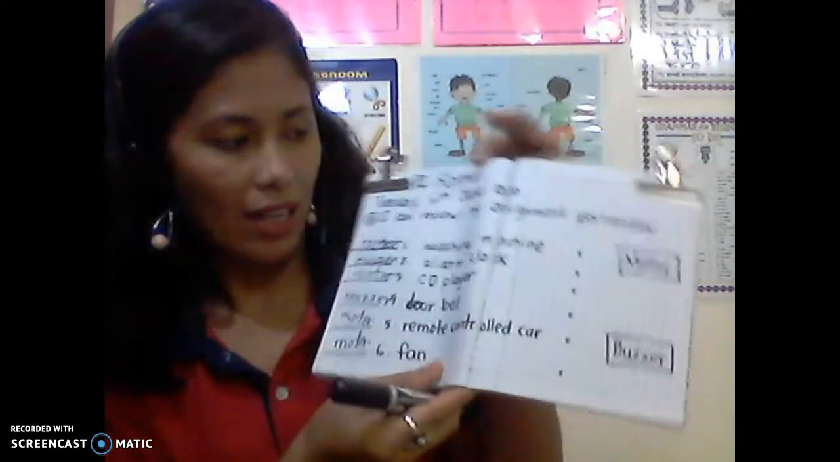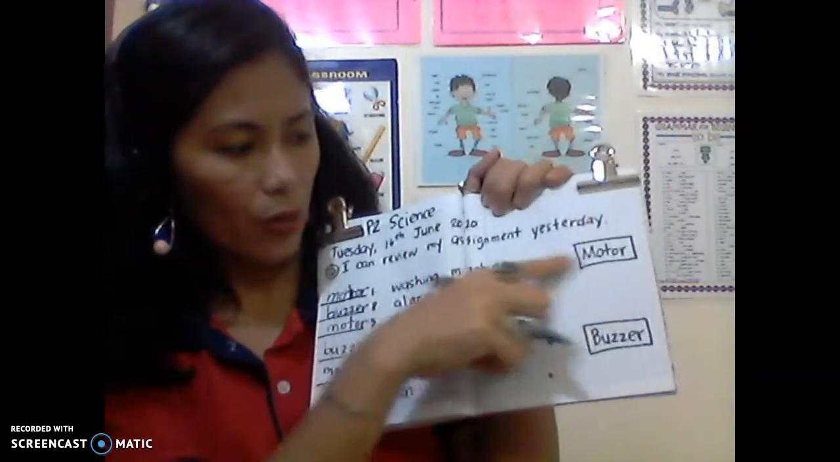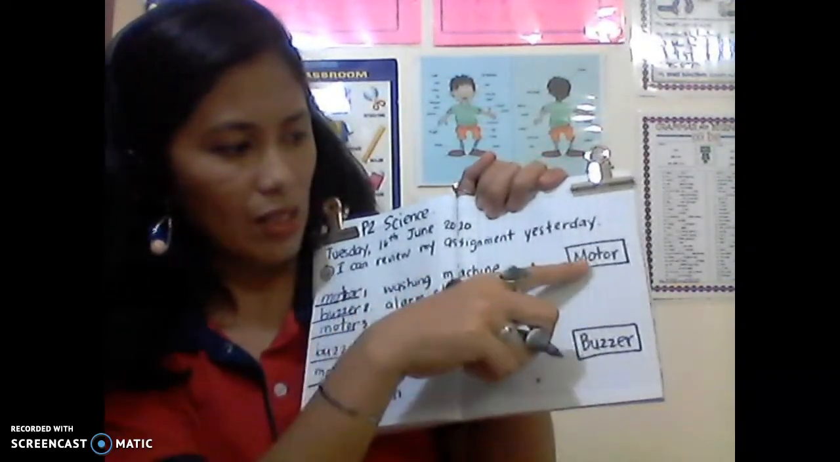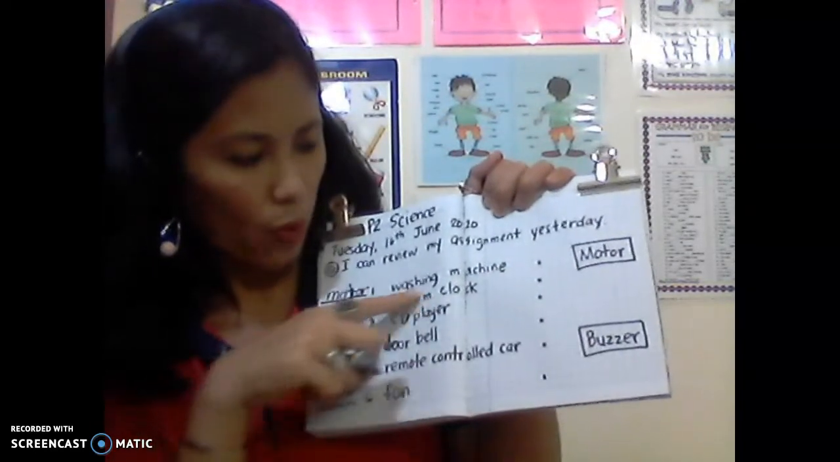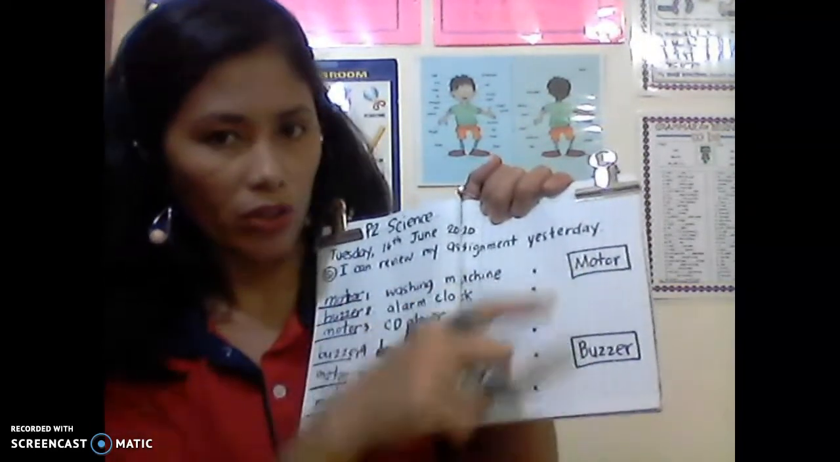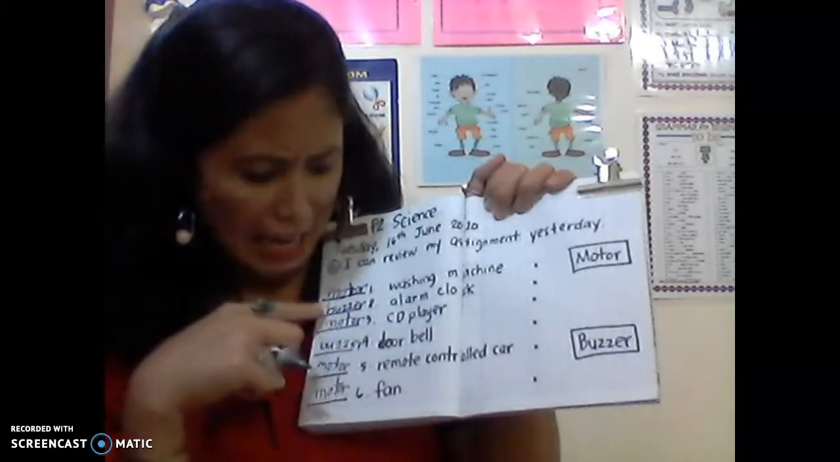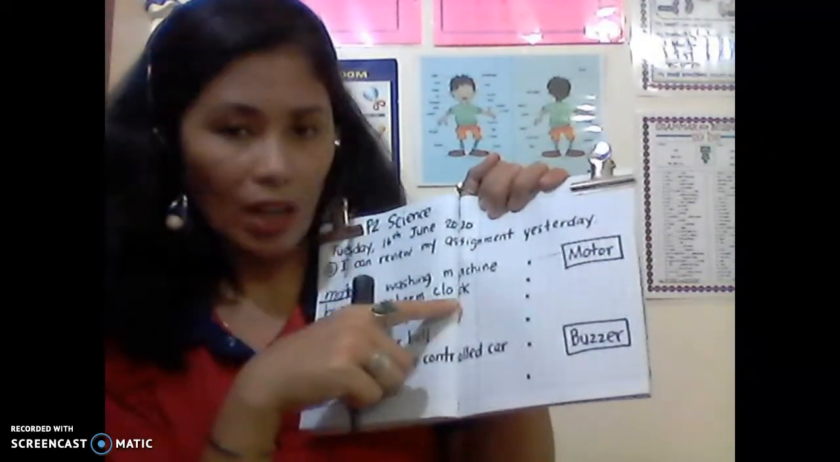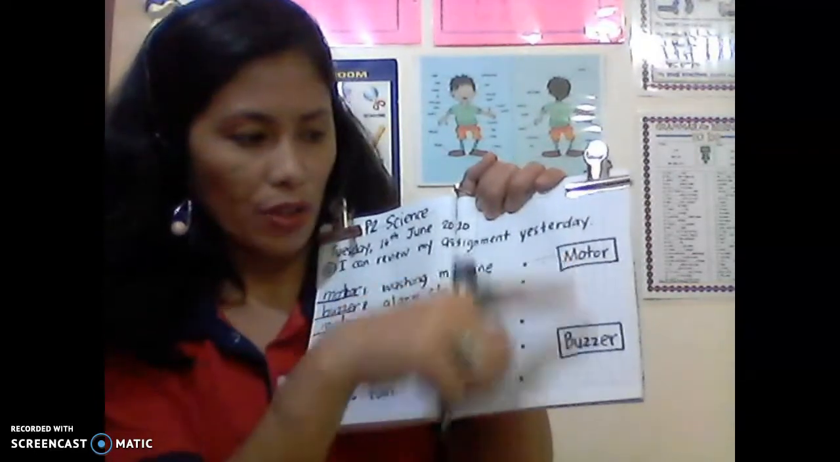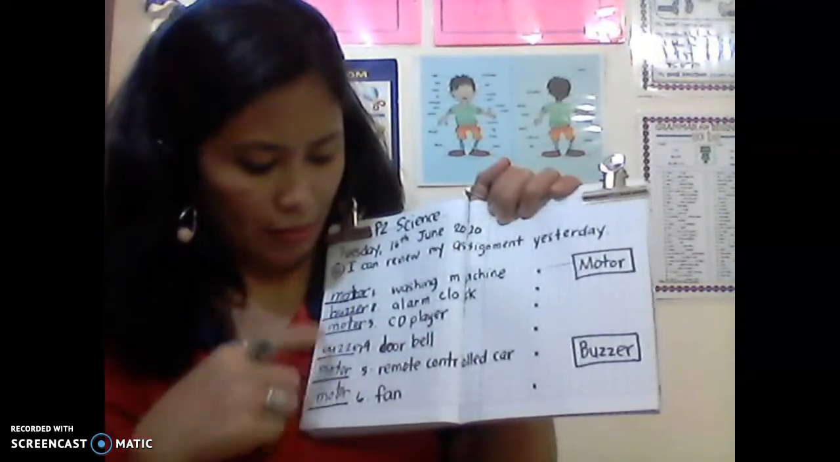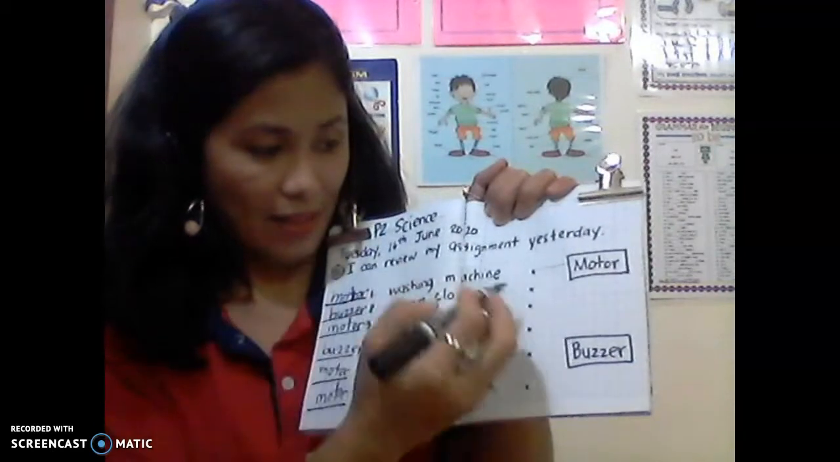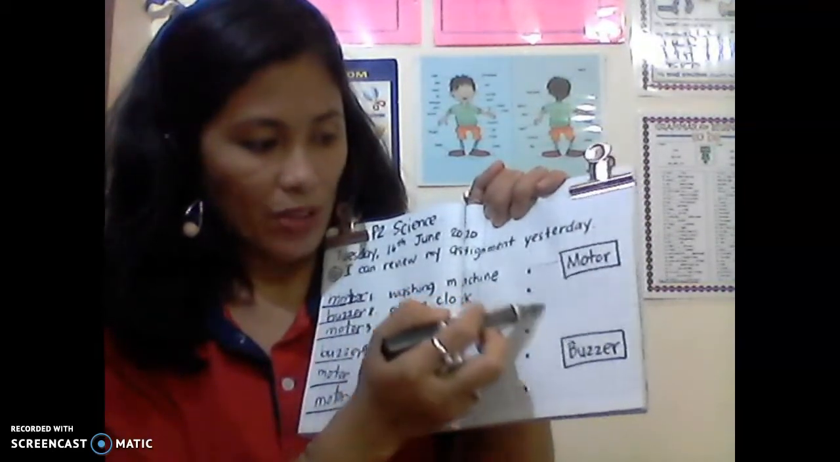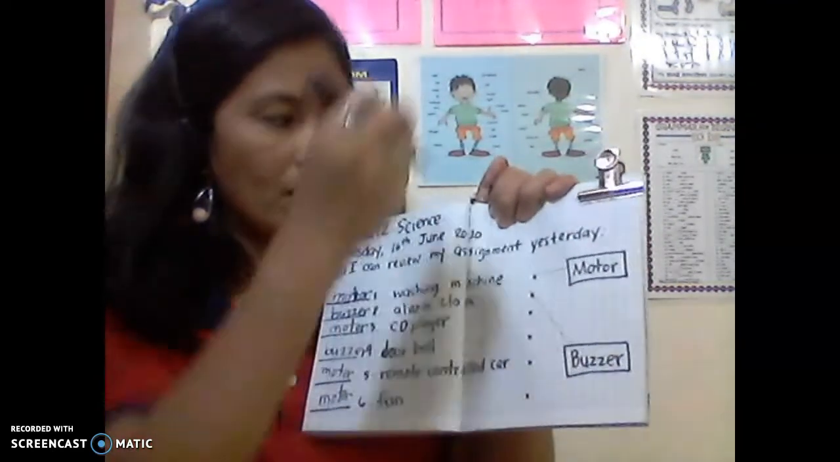Very good. So again, here we're going to connect the lines if it needs motor or buzzer. Washing machine, buzzer, motor? Yes, motor here. Alarm clock makes sound. Motor or buzzer? Alarm clock makes sound, so buzzer here.